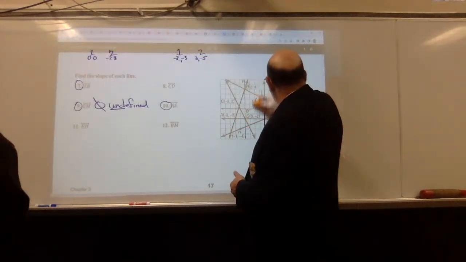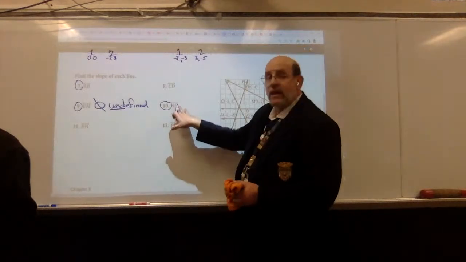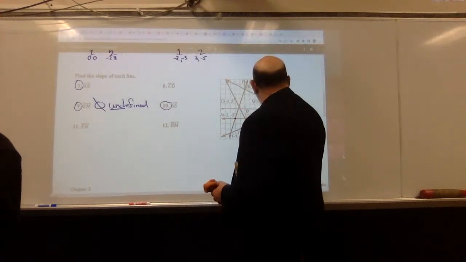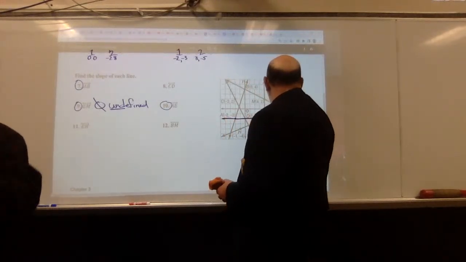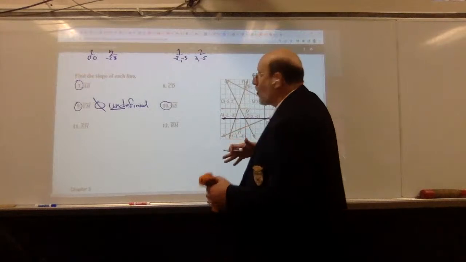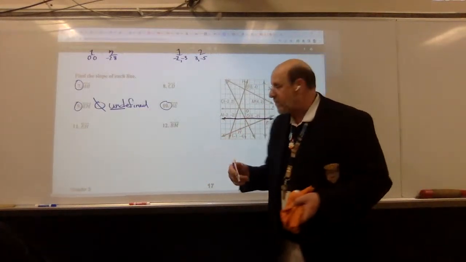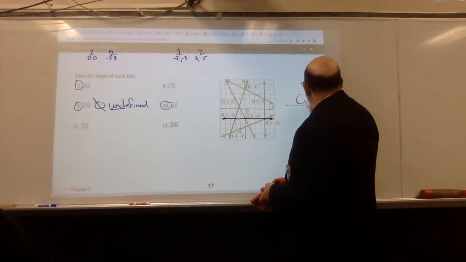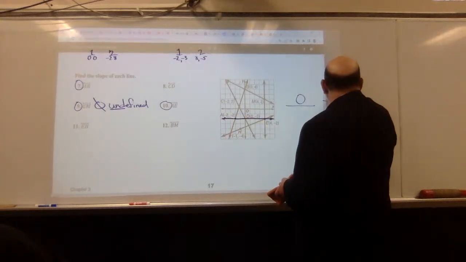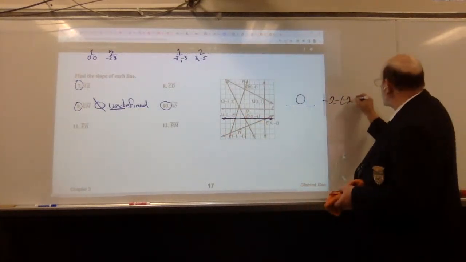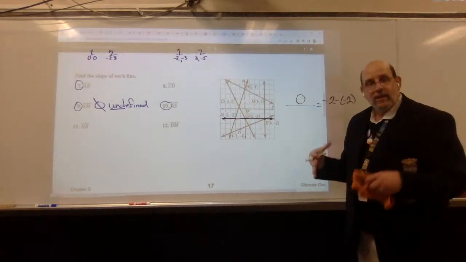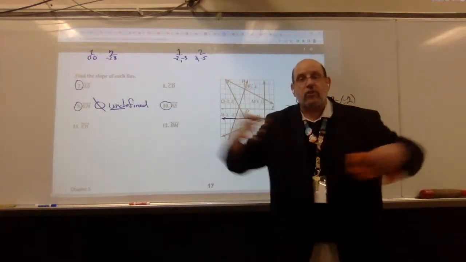The last one I want to look at on this page is AE. AE is this guy here. Here's A, and here's E, and we have a horizontal line, right? And what that means is that our Y's are the same. If our Y's are the same, that's okay, because it means I just have a 0 up here. If I have -2 minus a -2, which is -2 plus 2, that gives me 0, right? That's okay. It just means it doesn't go up. It just goes over infinitely.